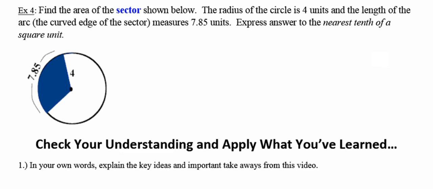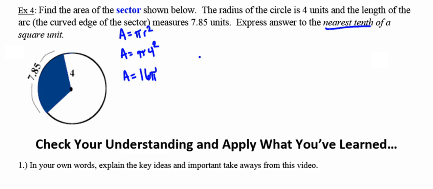Okay, last one. Number 4 says to find the area of the sector shown. They tell us that the radius is 4 and the length of the arc is 7.85. And again, they're telling us to express our answer to the nearest tenth. Again, I'm going to start by finding the area of my entire circle. So for this radius of 4, that's going to make the area of the entire circle 16 pi.